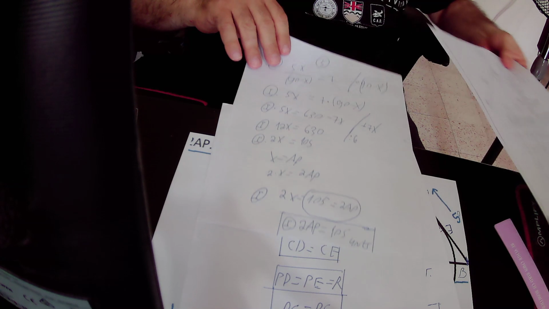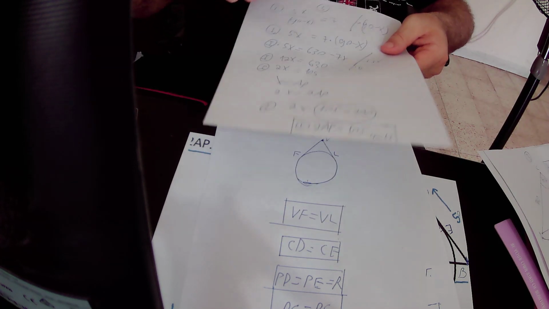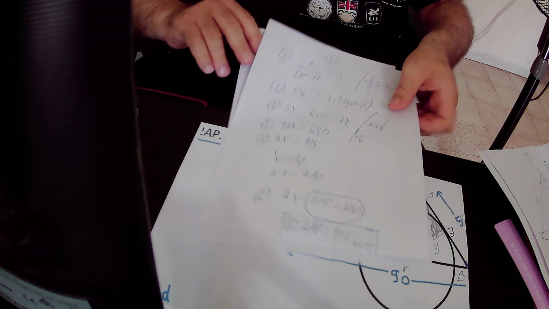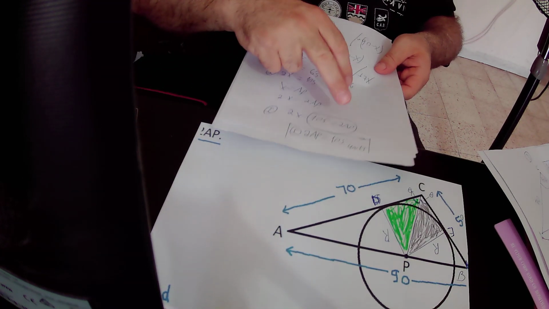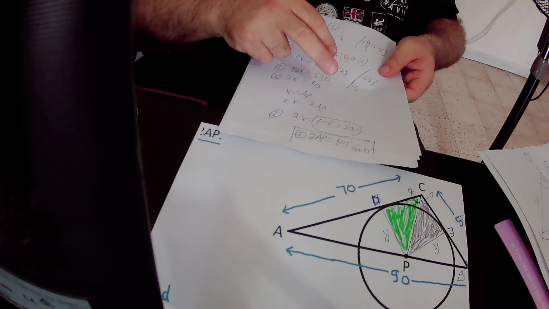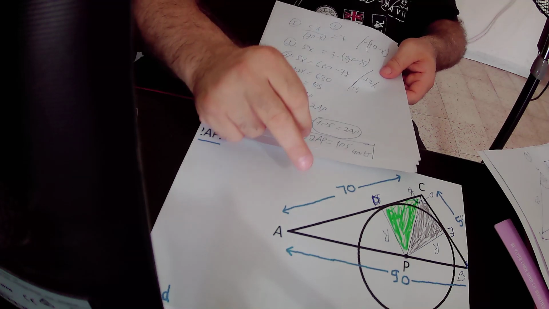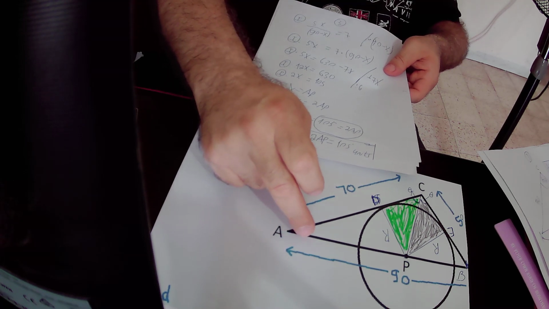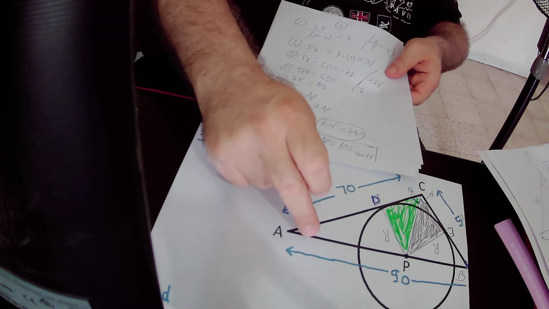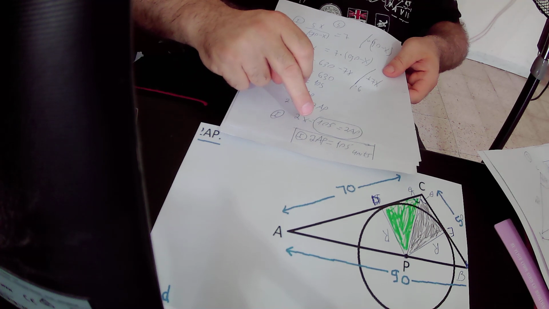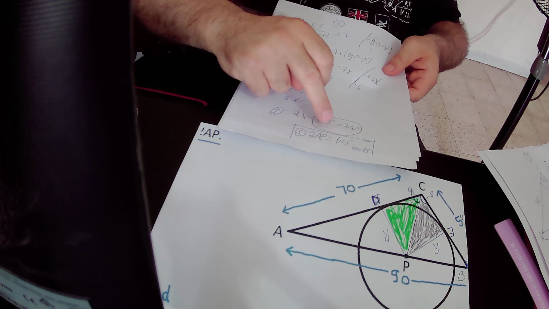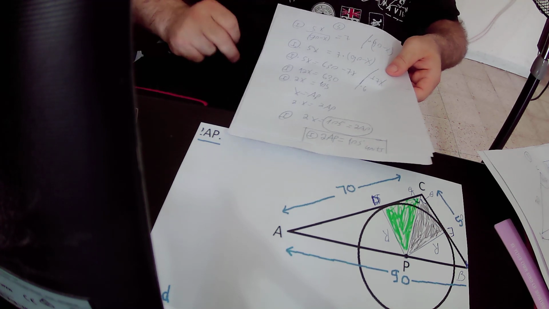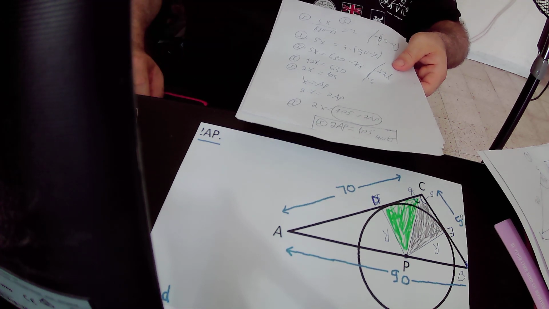Okay? We found out that 2 times AP equals 105 units, and that is exactly what we wanted to know from the beginning of the question. We wanted to know the size of 2 times AP, and we found out that the size of 2 times AP is equal to 105 units. Okay, thank you very much.